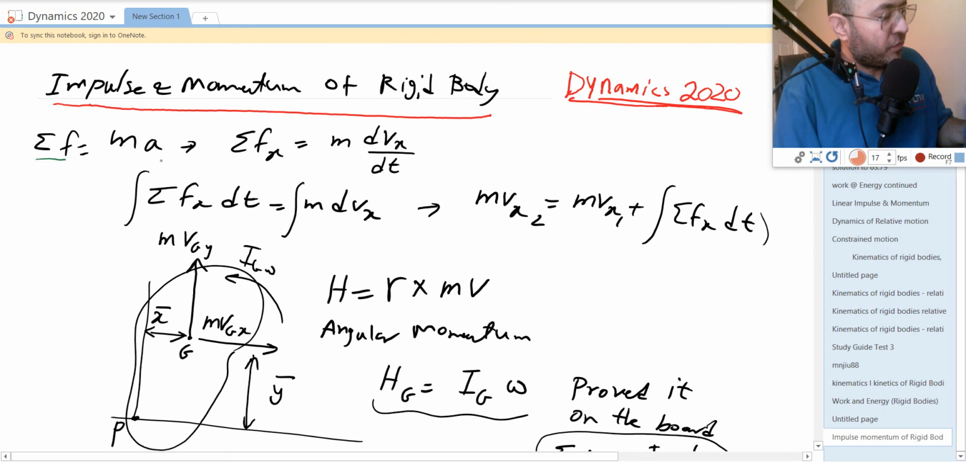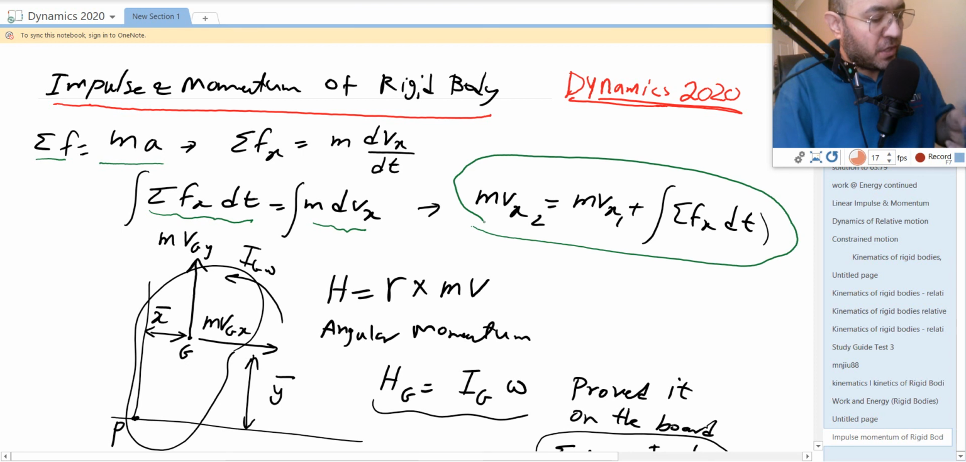Force is equal to mass times acceleration. Now in this equation, if instead of a you put dvx over dt, and then you cross multiply, you end up with the equation: sum of Fx dt is equal to m dvx. Now if you integrate this equation, you end up with this equation.